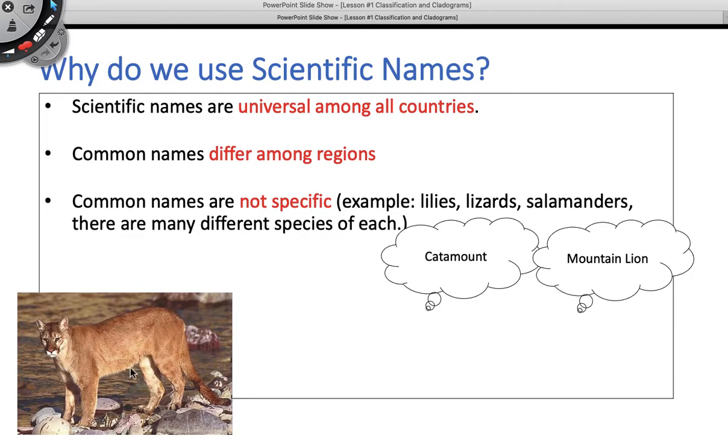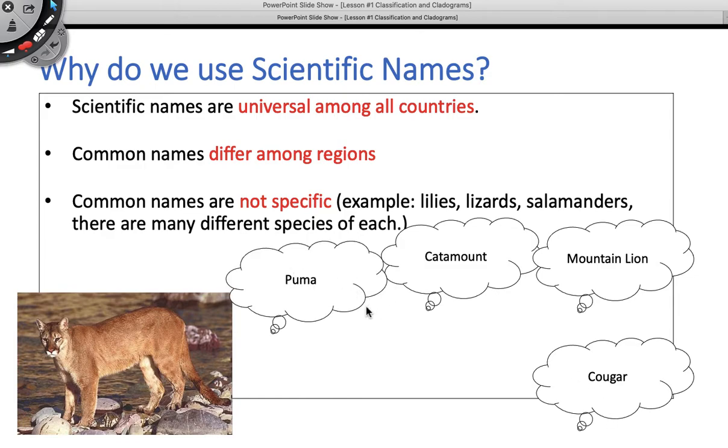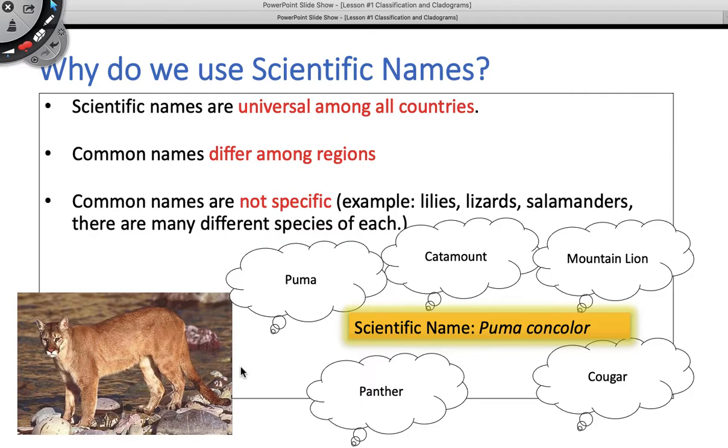So for example, this guy right here, do we call it a catamount? Do we call it a mountain lion? Do we call it a cougar? Do we call it a puma? Do we call it a panther? Well, what is it, right? So we all have to agree on a scientific name, and the scientific name of this organism here is Puma concolor. Puma is the genus, and concolor is the species name.